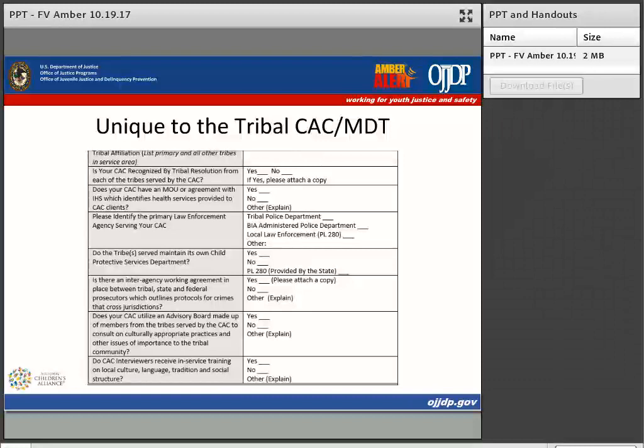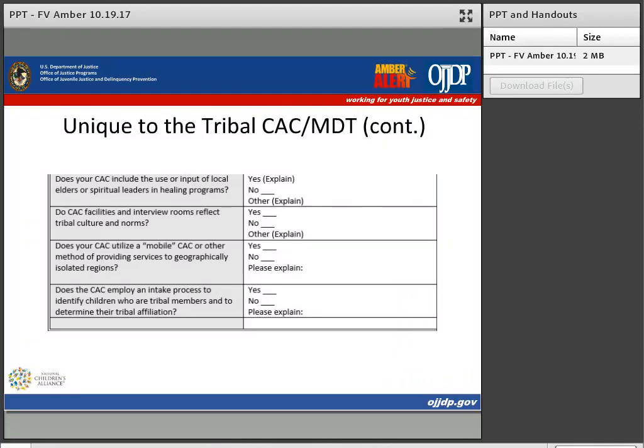This is an example that you're looking at of the NCA MDT assessment tool. Some of the things that you find here that you're not going to find on other assessments, such things as who's the primary law enforcement agency. Is it a tribal agency? Is it Bureau of Indian Affairs? Is it an agreement with local or state officials? Something of that nature. What kind of training do your interviewers get in terms of cultural language, tradition, social structure? All of those things are unique, and I challenge you to not just look at this information.